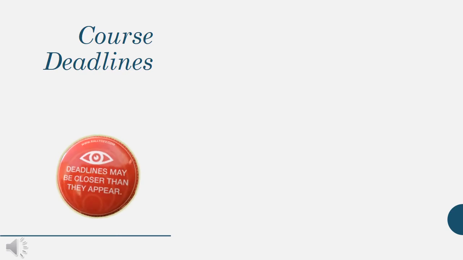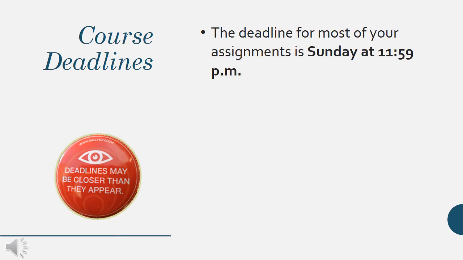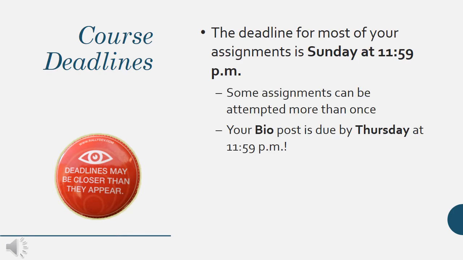Let's talk about your course deadlines. So the deadline for most of your assignments for the course is Sunday at 11:59 p.m. You will have weekly assignments that are due, right, and those will be posted in Canvas, and all of those are due at Sunday at 11:59 p.m. Now, some assignments you can attempt more than once. You'll take it the first time, and if you're not happy, you can take it again, but that retake has to be completed by, you guessed it, Sunday at 11:59 p.m.